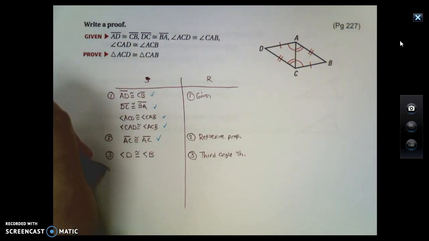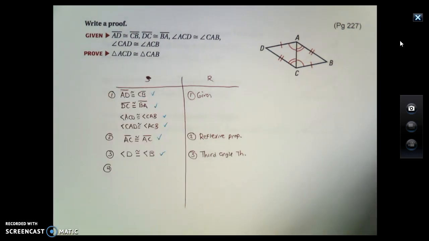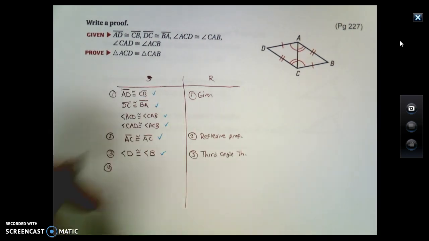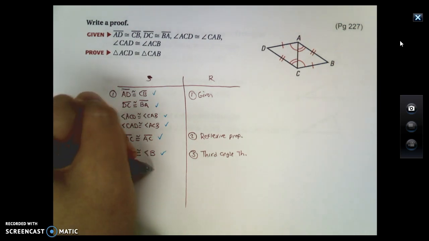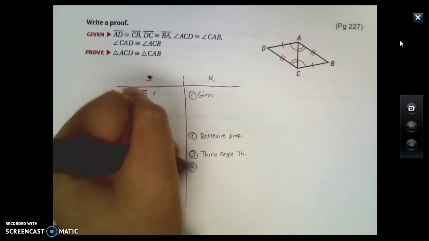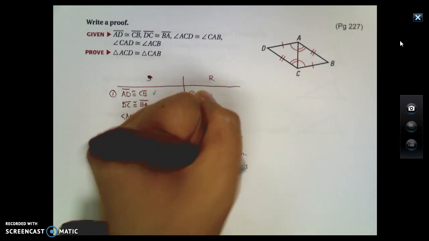And so last but not least, we officially now have our six statements. We have our six statements of congruence: three pairs of sides, three pairs of angles. So I can conclude that triangle ACD is congruent to triangle CAB, and that's essentially by the definition of congruent triangles.